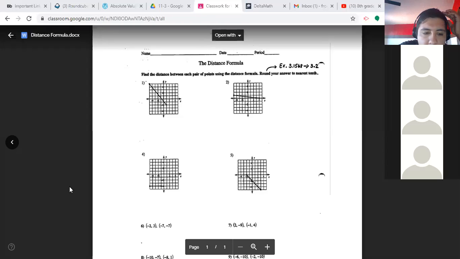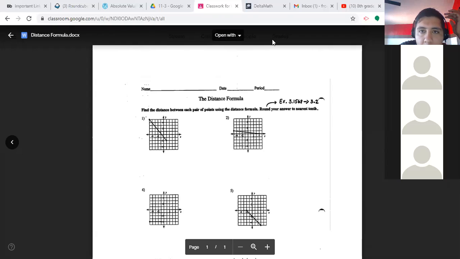I posted a homework, and if we just want to see it really quick, let me see. Remember, guys, that the homework is on Google Slides. So you either have to put up the work to get full credit on Google Slides, or you can send me a picture of your work. If you guys see this, this is an example of what it looks like, okay?